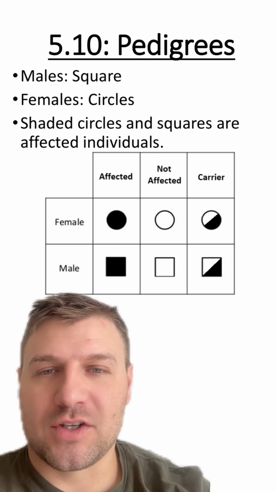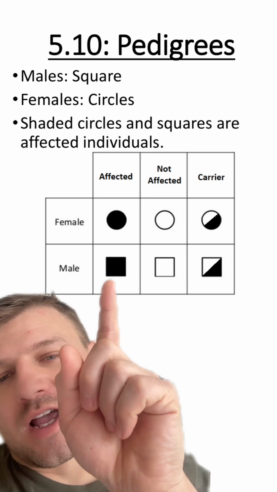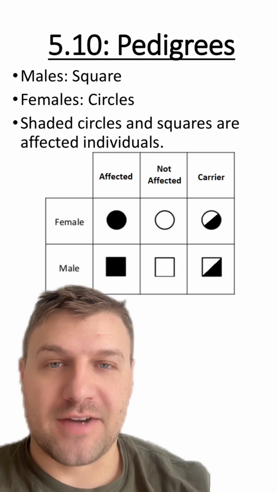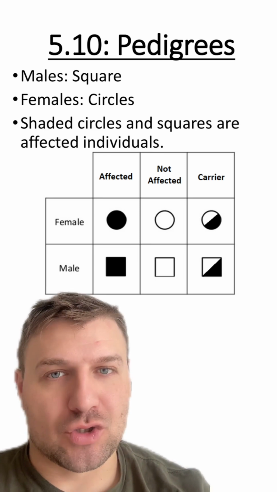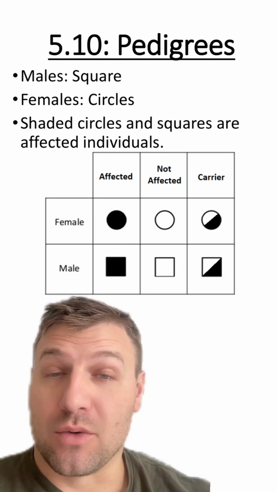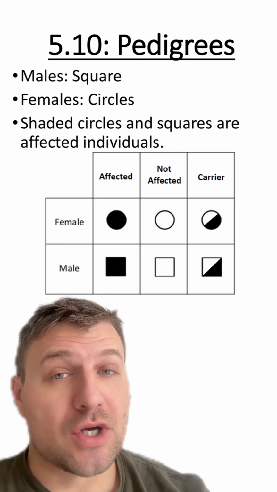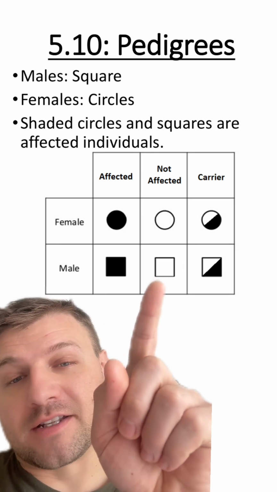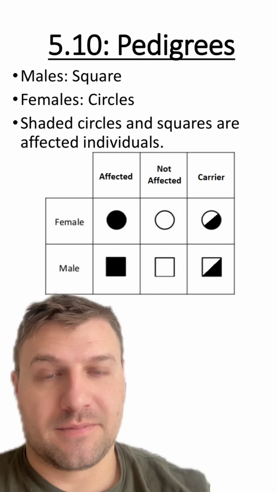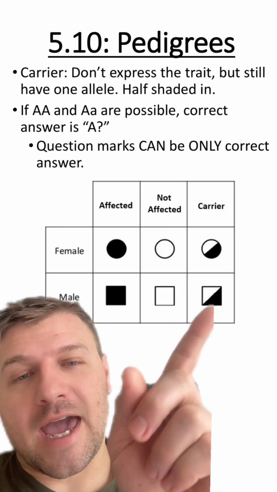When looking at a specific trait, shaded in individuals, as you can see here, are going to be affected. That just means they have some trait. That trait could be either dominant or recessive, depending on what we're actually looking at. Individuals who don't have that trait are called not affected, and you can see they are not filled in. Carriers, on the other hand, are going to be half filled in.